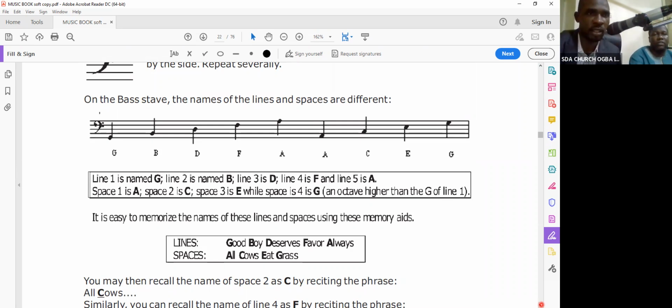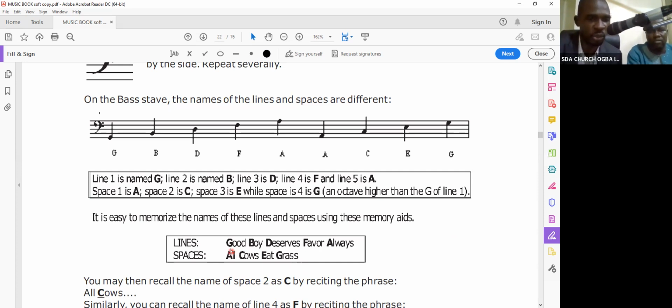Let's continue with the bass stave, as we have described the treble stave as well. On the bass stave, the names of the lines and spaces are still different from those of the treble stave. The first line of the bass stave is G, second line B, third line D, fourth line F, and the fifth line A. Then the spaces: first space is A, second space C, third space E, and fourth space is G.